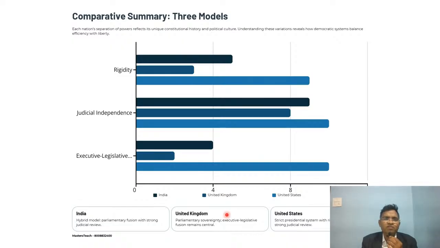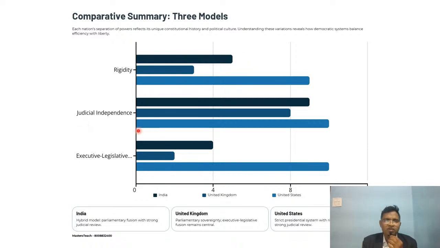If you see this chart, this color is about India, the middle one is the UK, and the last one is the United States. The rigidity in the US is more, whereas the UK is in the middle, and India is not far, not small, in the middle way.